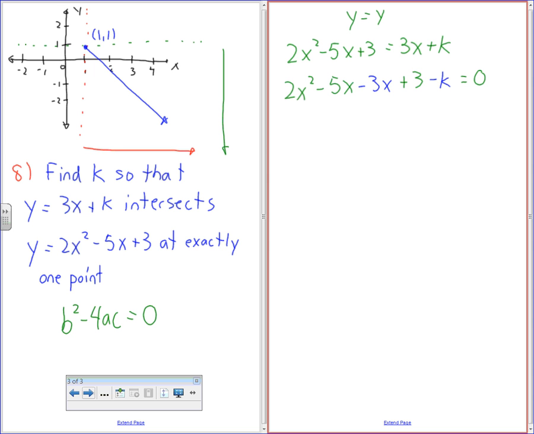Can I get a third volunteer, please? So volunteer, tell me I'm neatening up. Brad, go. Would you rather negative 5x and negative 3? Very good. Okay, so it changes to 2x squared, negative 8x, plus 3 minus k equals 0. Okay, now this is the tricky part. Hopefully everyone got there, but I'm hoping up to here we're all good.